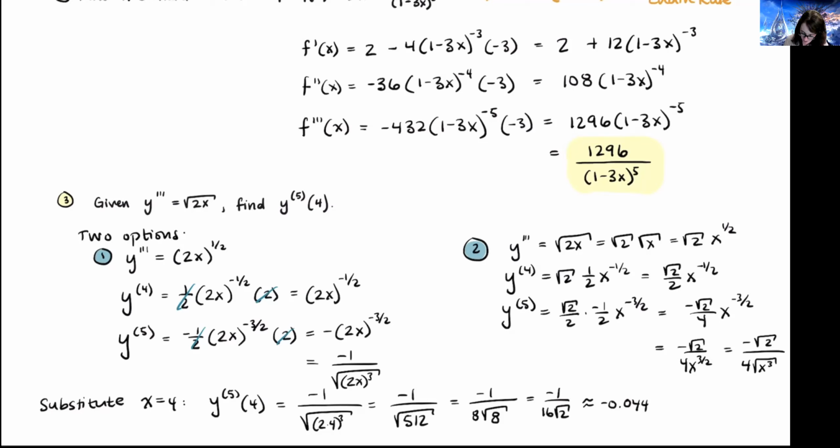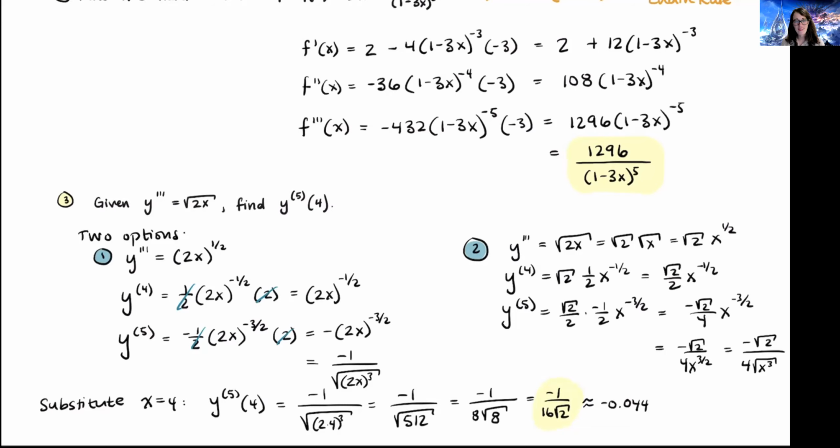But in any case, then you can still plug in 4 into this, and you will get some value that will look different than our answer here, which is negative 1 over 16 radical 2. But it will be equivalent. It'll just be rationalized in a different way. You'll probably get negative root 2 over 32, I think, would be the answer.